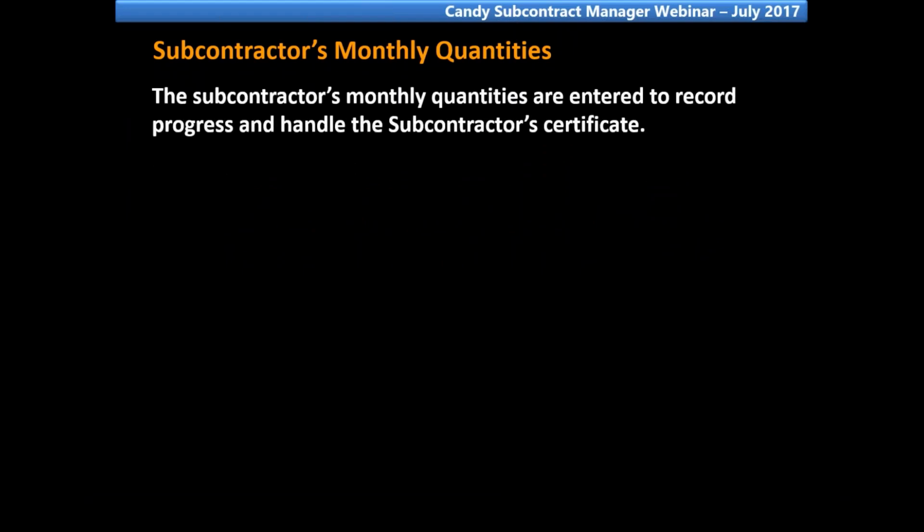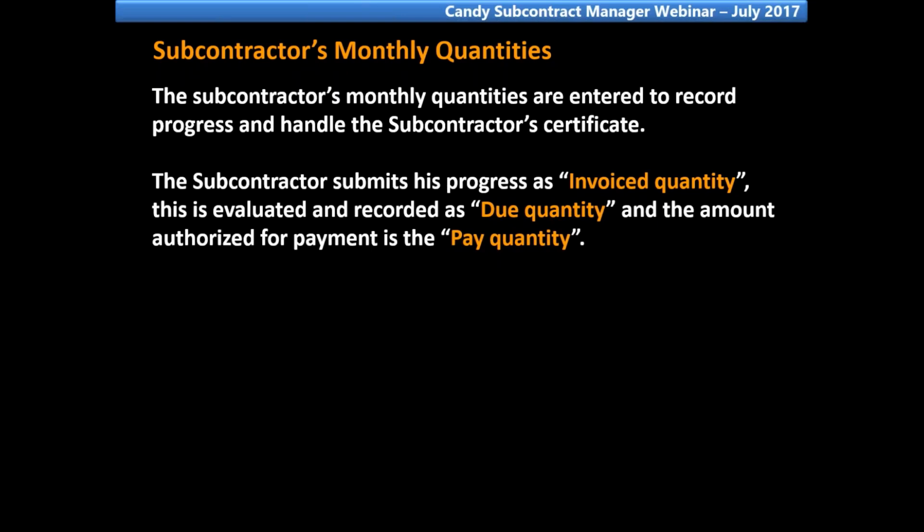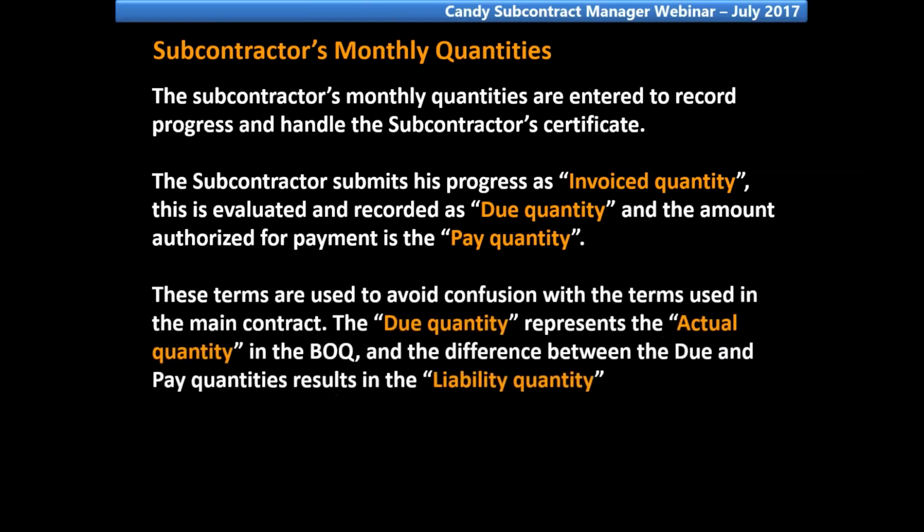Subcontractors' monthly quantities. The subcontractors' monthly quantities are entered to record progress and handle the subcontractor's certificate. The subcontractor submits his progress as invoiced quantity. This is evaluated and recorded as a due quantity, and the amount authorized for payment is the pay quantity. These terms are used to avoid confusion with the terms used in the main contract.